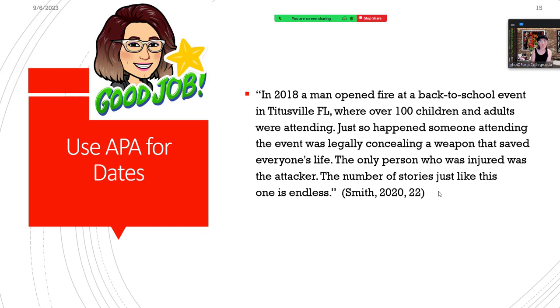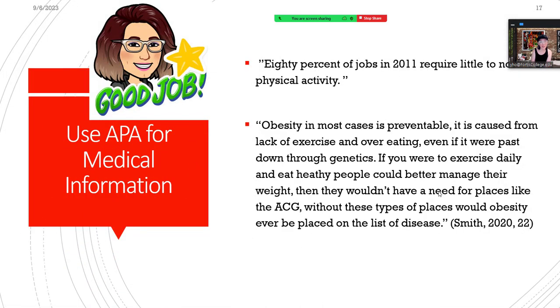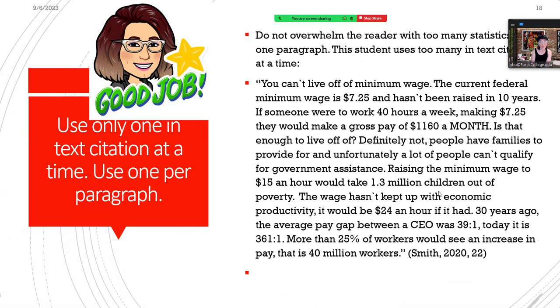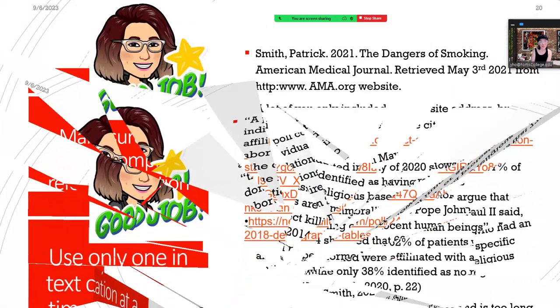Use APA for dates. In 2018, a man opened fire at a back-to-school event. And when you write an abbreviation the first time, you have to write it out. Here, if you're writing more medical information, obesity is in most cases preventable, you have to cite the source. Do not overwhelm the reader with too many statistics. Use only 1 statistic at a time. This is also too many statistics at the same time, and so that's way too long.